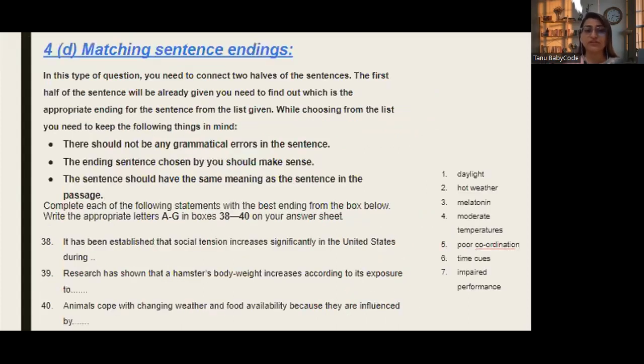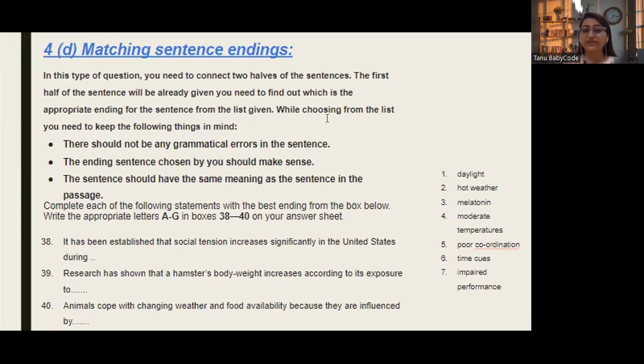Moving forward, let's discuss matching sentence endings. In this type of question, you need to connect two halves of the sentences. That means the first half of the sentence is already given to you. You need to find the other half and complete the sentence, right? You are actually joining a part of a sentence to its ending, right? You have to find which is the appropriate ending of the sentence.